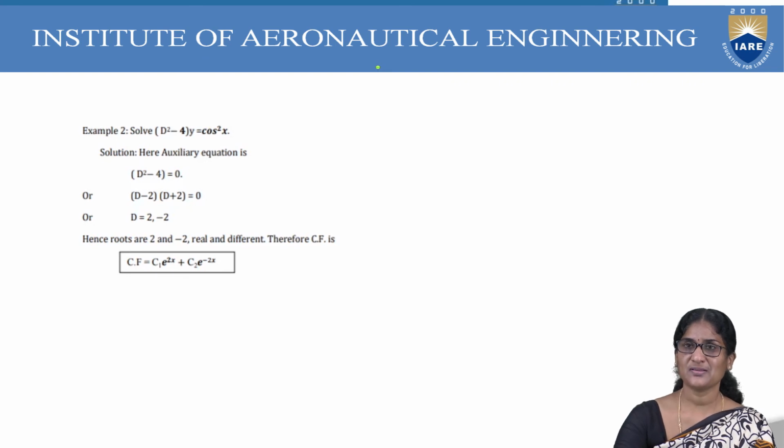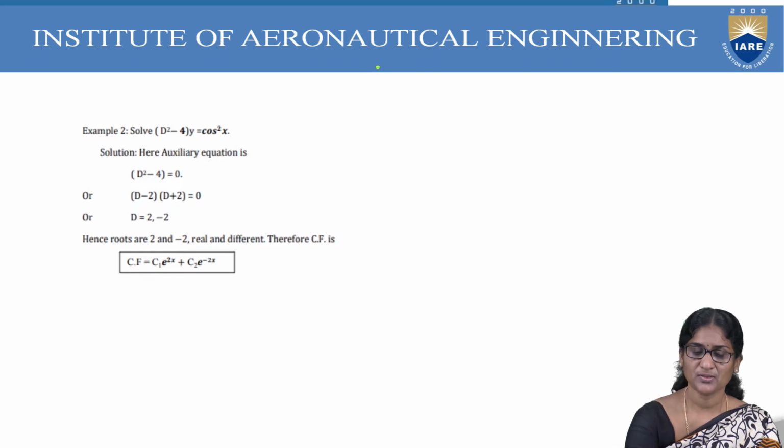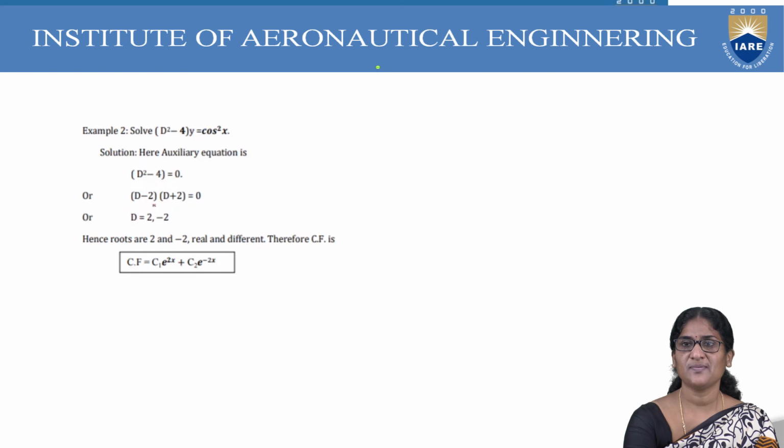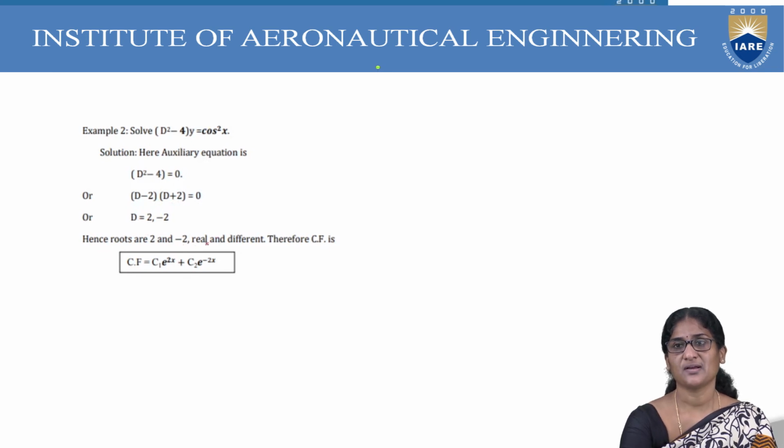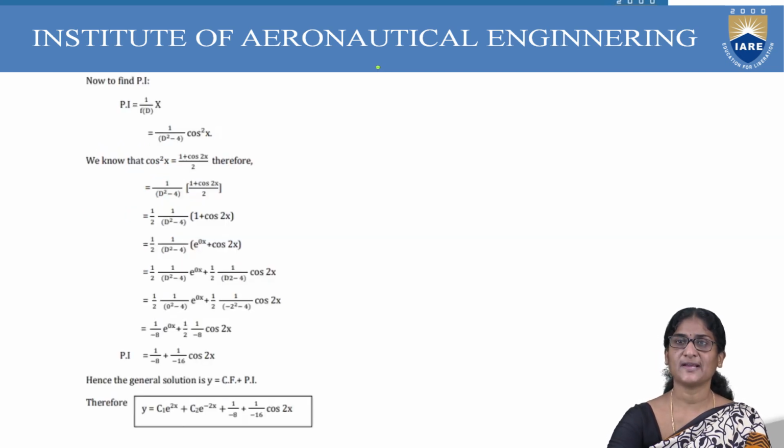So first we'll think about how to find the auxiliary equation. As usual, the auxiliary equation is d square minus 4 is equal to 0. D minus 2 into d plus 2 is equal to 0. D is equal to plus or minus 2. So the roots are 2 and minus 2, which are real and distinct. The complementary function is c1 e power 2x plus c2 e power minus 2x. Now, how to find the particular integral?